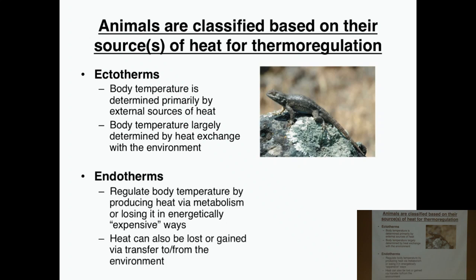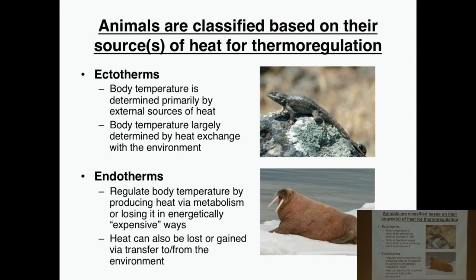Then we have endotherms. These regulate their body temperature by producing heat through metabolic means in a very deliberate way, or by losing it in energetically expensive ways, like sweating. In endotherms, in addition to this metabolic heat regulation, they can also lose or gain heat by transfer to or from the environment. This is going to be things like mammals, a lot of birds, etc.